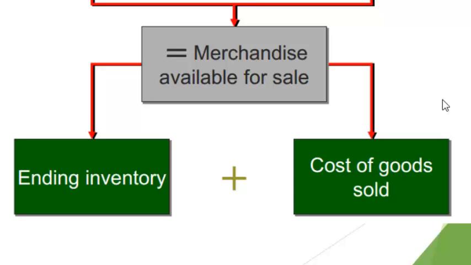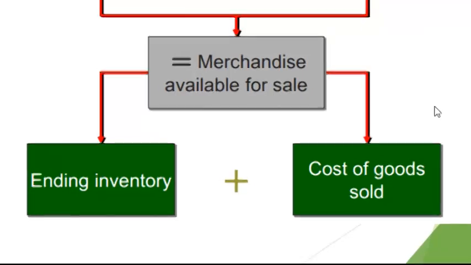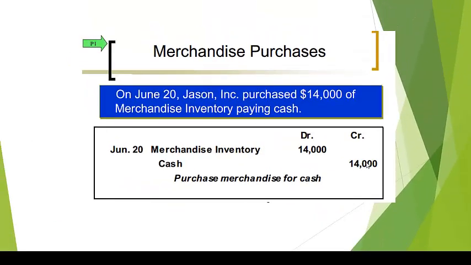Now, the primary limitation of a periodic inventory system is when we calculate our cost of goods sold, we only know that that inventory is no longer there. We're assuming that it's sold, but it's very possible that some of that inventory could have been stolen, could have been damaged, or in some cases could have expired. So there are limitations to a periodic system, and in another discussion we're going to talk about a perpetual system.